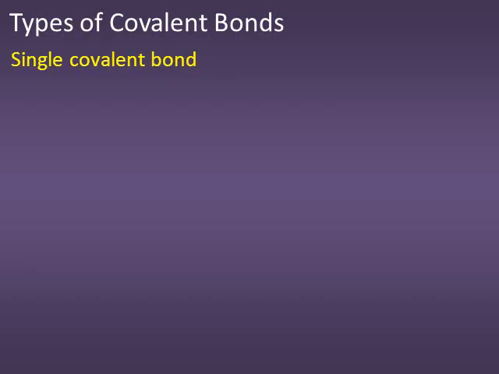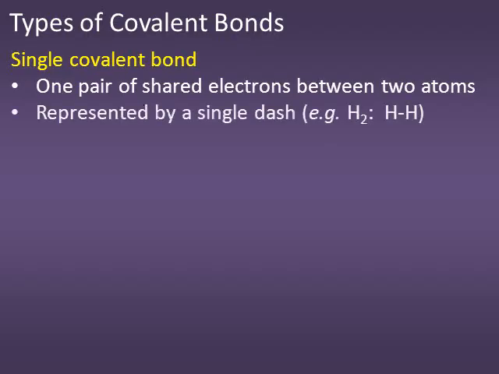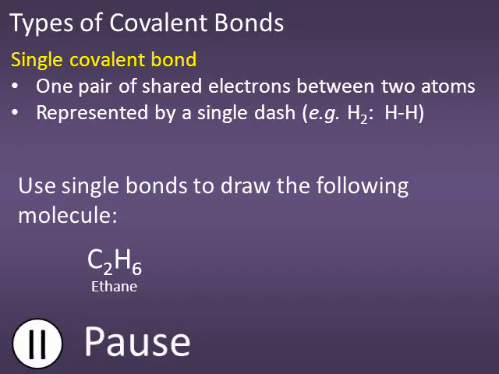Okay, so let's take a look at single covalent bonds. These are the simplest of covalent bonds, just one pair of shared electrons between a couple of atoms. And they are represented by just a single dash. So for example, dihydrogen gas, H2, would just be written with a single dash between the two hydrogen atoms. Okay, so take a second to pause the video and figure out how to draw C2H6 using single bonds.